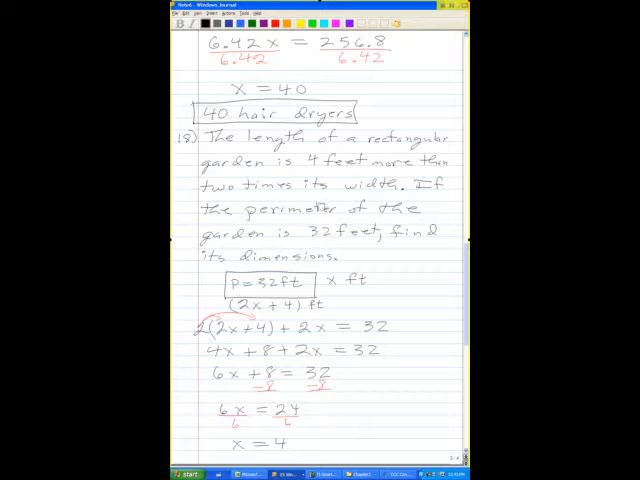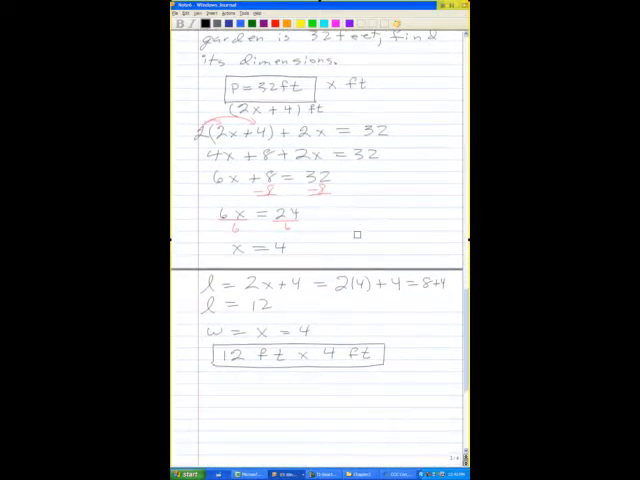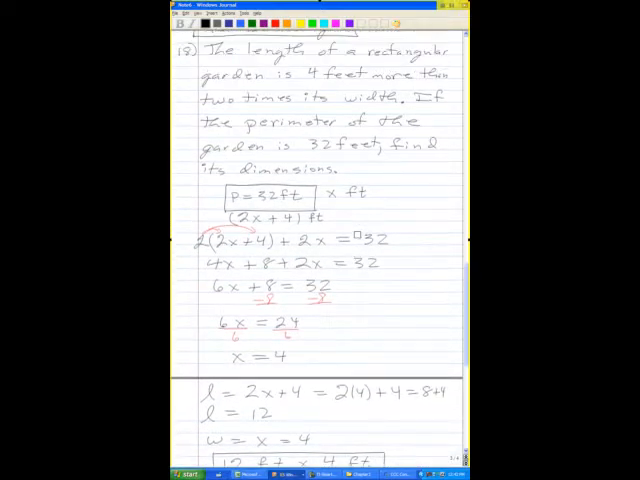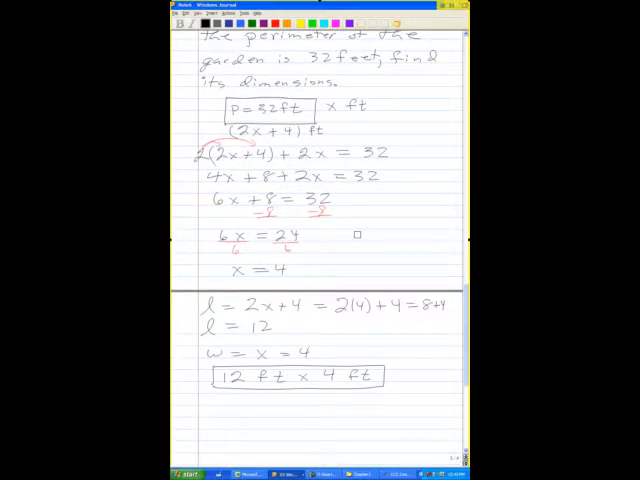And the perimeter is, well, I have a 12 by 4, so 12 plus 4 is 16, plus 12 is 28, plus 4 is 32. So indeed, the perimeter is 32. And so this is a 12 by 4 garden. Let me do, so I did 18. Let me do problem number 26.